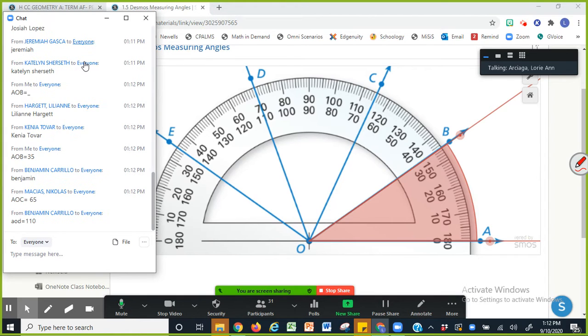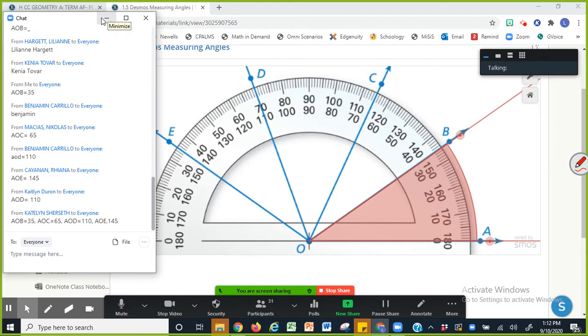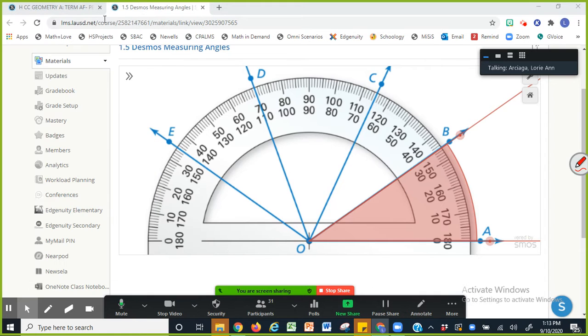According to Nicholas, AOC is 65. Ben said AOG is 110. Cool. Just make sure next time, Ben, you use capital letters because the points are named using capital letters. Okay, Caitlin said AOD is 110. And Caitlin has 35, 65, 110, 145. Nice.